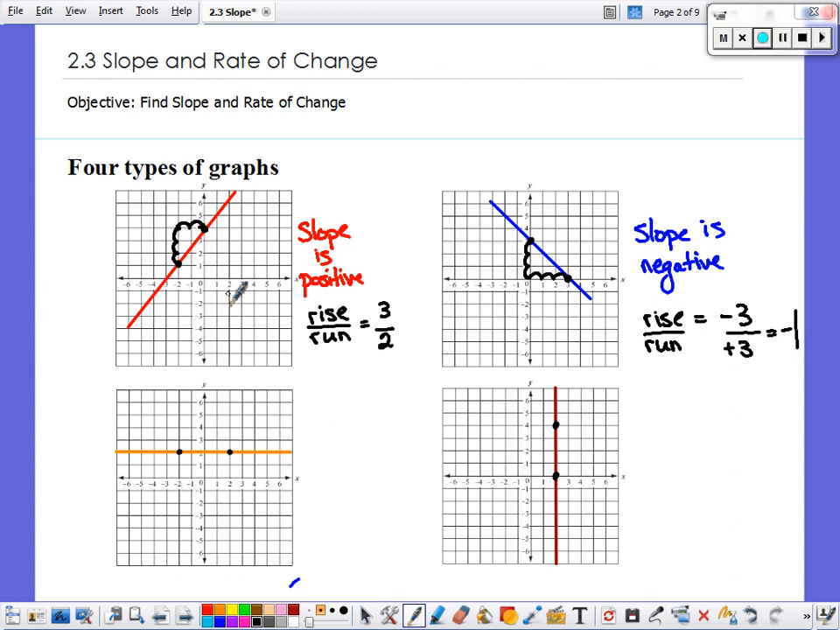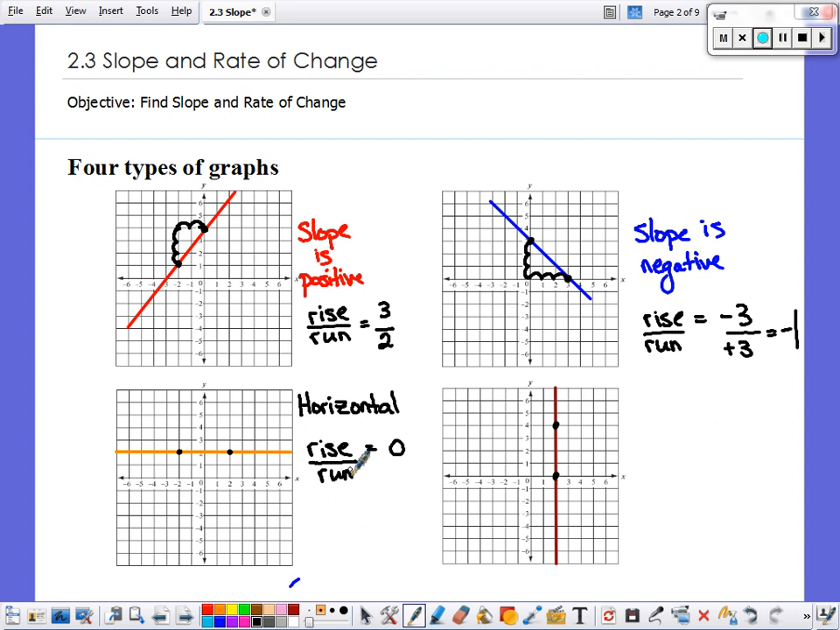So we have positive slopes, which is the first one. We have negative slopes, which is the second one. Notice on this one, this horizontal line. This is interesting. It's a little bit different because it doesn't go up or down. It goes left and right forever and ever. But the rise, how far up or down does it go? It goes nowhere. How far up do I have to go from this level to that level? Well, I don't go up anywhere. And so our rise is 0.